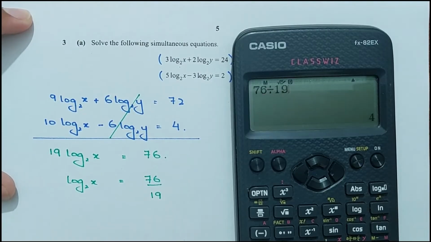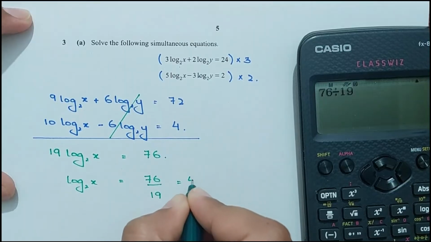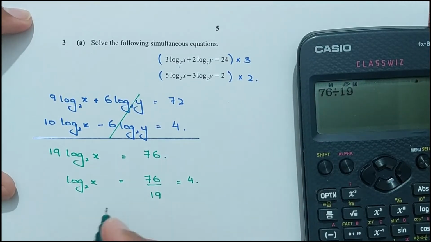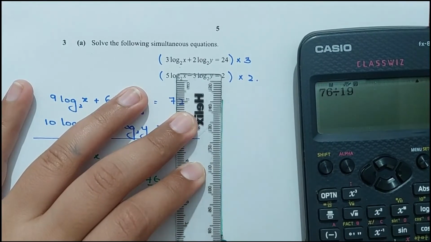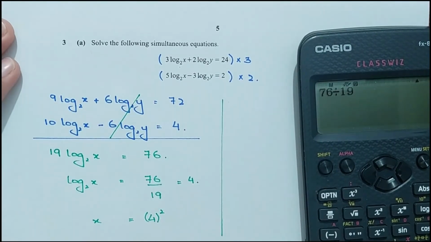Now we can say log 2x equals 76 over 19. 76 divided by 19 is 4, right? And x is equal to 2 to the power 4, so x is equal to 16. We got the value of x, right? Now in the same way we have to solve for y.